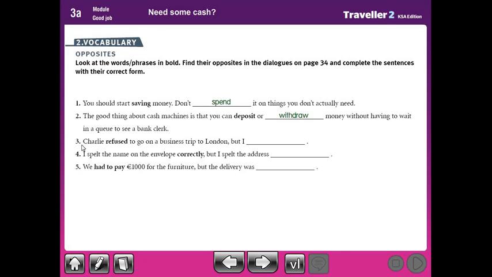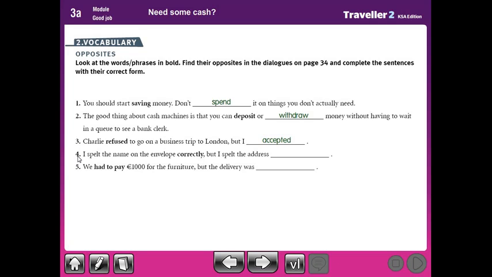3. Charlie refused to go on a business trip to London, but I what? Refused. The meaning of refuse: say no to, reject, show that one is not willing to do something. The opposite of refuse is accept. Yes, but I accepted. Accept: say yes to or agree to.